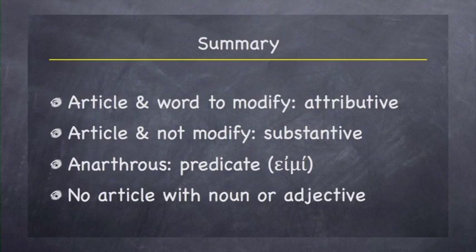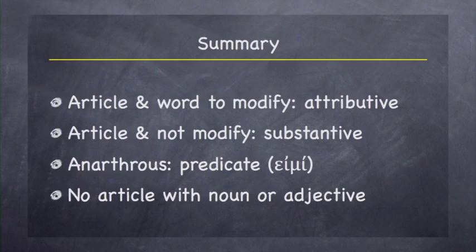If you have an articular noun and an anarthrous adjective, the adjective is probably in the predicate and you're going to have to supply the verb "to be." And if there's no article anywhere, then let context be your guide. Try not to use "the" in your translation, but you're going to have to determine what fits. Is the adjective predicate or attributive?